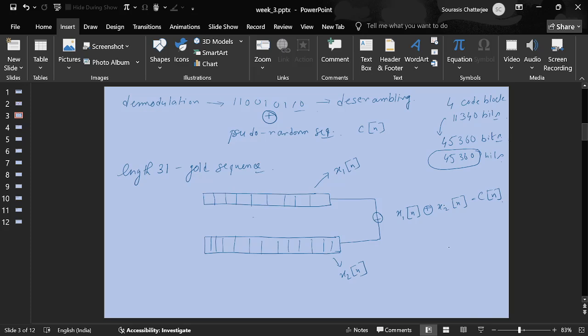So first we will talk about the initialization part. x1n is usually initialized with the first bit as 1 and the rest of them being 0, and that's what we are talking about, the initial part. So the first bit is 1, the rest 30 bits are zeros. That is for x1. x2n is slightly different.